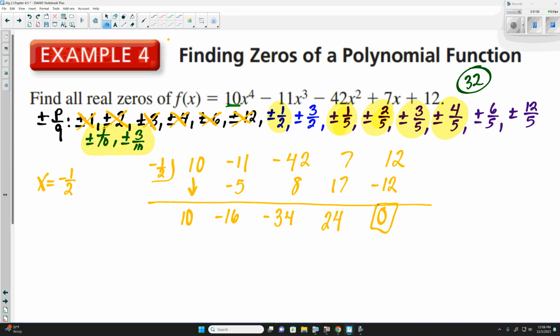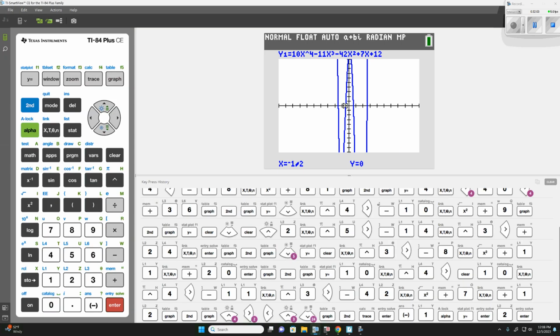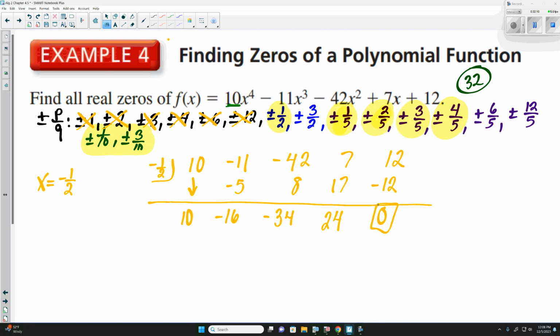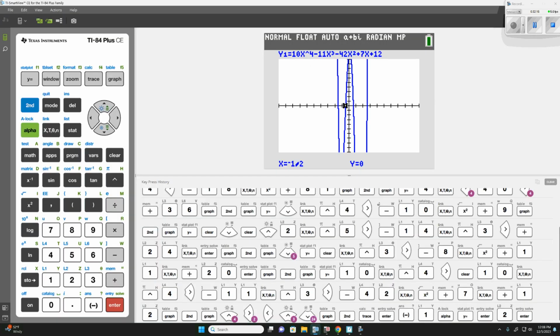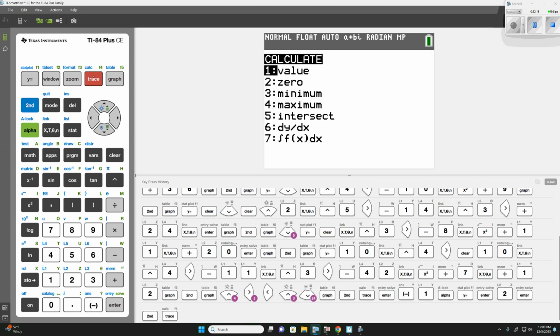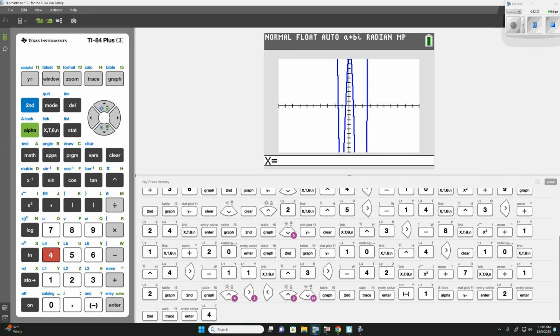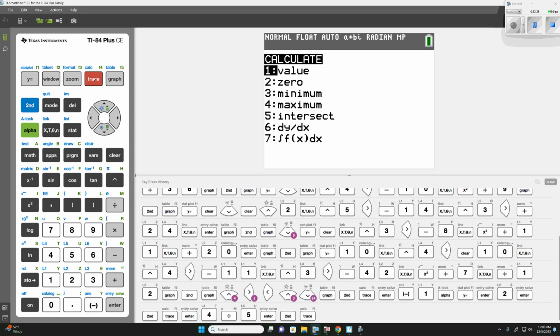Now, since it does cross the x-axis at negative 1/2, there's a good chance it's not going to work again. So now we're looking at one of our other points. So we're between 0 and 1, closer to 1. So we could try, say, 3/4 or 4/5. Again, we can do the same thing. Second trace value, 4 divided by 5. Did that give us a value of 0? No. So we can exclude it.